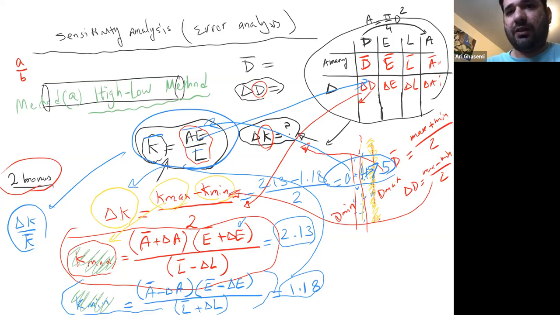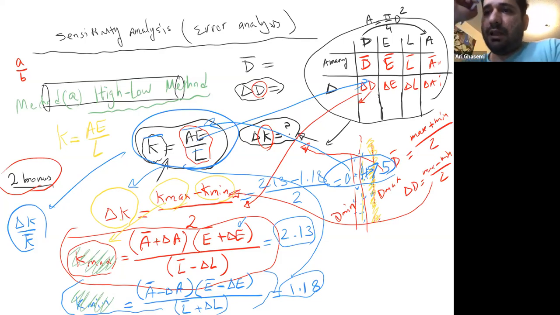But look, sometimes the equation for a spring is just extremely easy. Here the equation is K equals AE over L. We can estimate the high as (A plus delta A) times (E plus delta E) divided by (L minus delta L), and the low is the opposite, because it's a simple fraction, and you can find high-low, right?